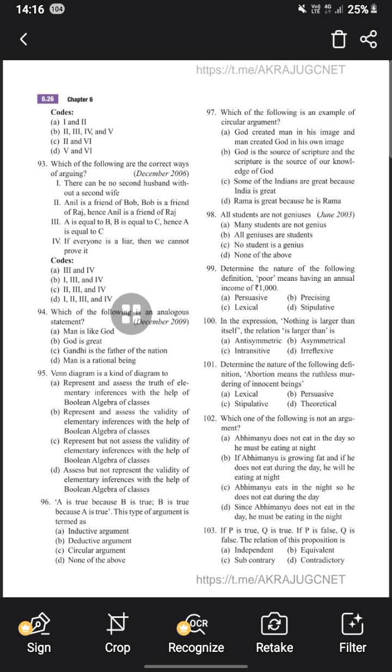In the expression, nothing is larger than itself. 100 is what? That is D, reflexive. Determine the nature of the following definition. Abortion means the ruthless murdering of the innocent being. That is B, that is persuasive.